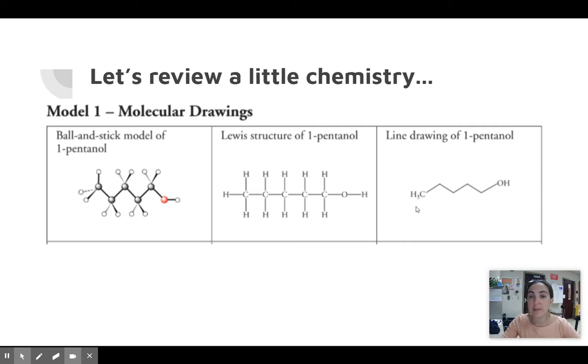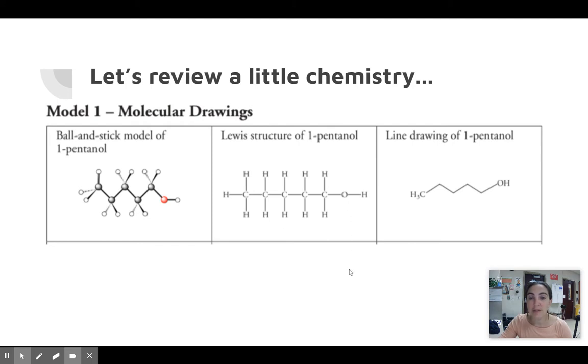I just want to take a minute looking at these to make sure that you understand how to interpret these different kinds of drawings, because you'll see these as we start getting into some biochemistry, both right now, and then it'll come back a little bit later. The first thing I want you to notice, this molecule is made of three different elements. It's made of carbon, hydrogen, and oxygen.